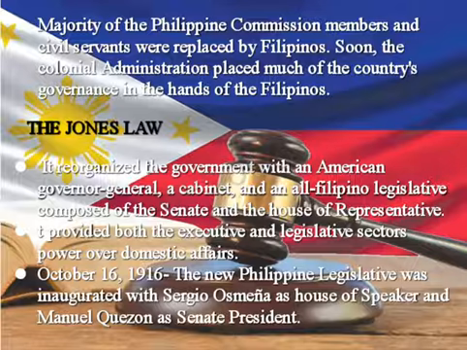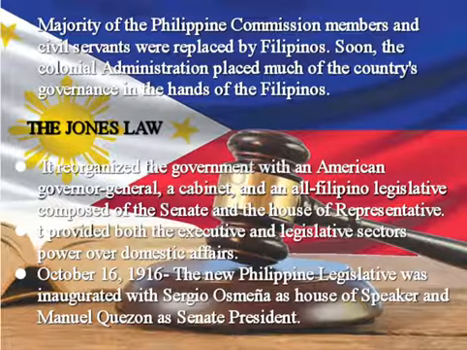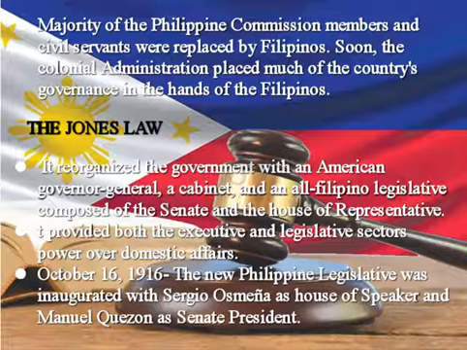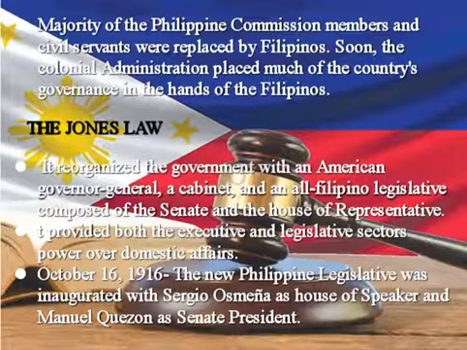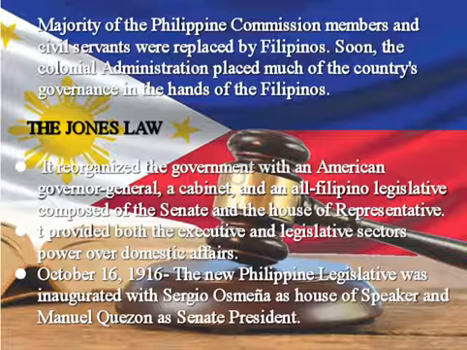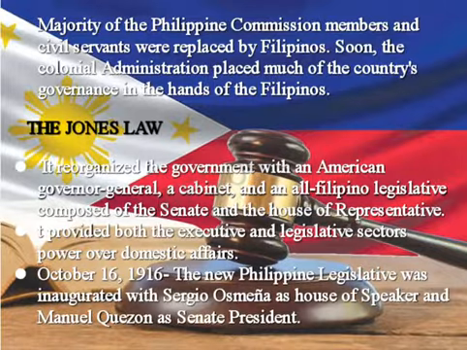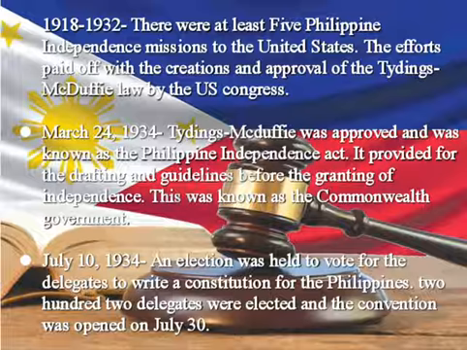What is the Jones Law? It reorganized the government with an American governor general, a cabinet, and an all-Filipino legislature composed of the Senate and the House of Representatives. It provided both the executive and legislative sectors power over domestic affairs. On October 16, 1916, the new Philippine legislature was inaugurated with Sergio Osmeña as Speaker of the House and Manuel Quezon as Senate President. So despite the American concession of letting the Filipinos run their own government, the prospect of independence was not erased from the minds and hearts of the Filipinos.